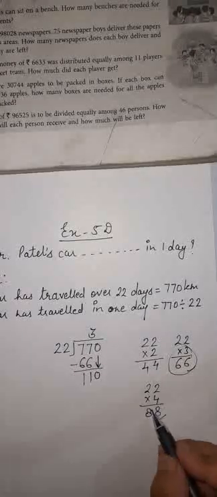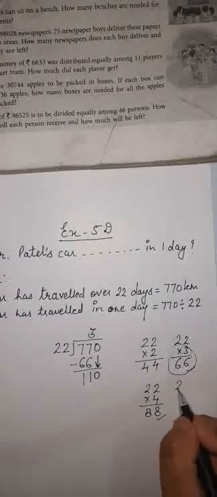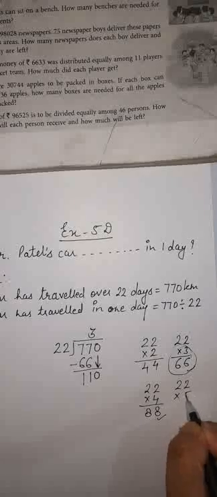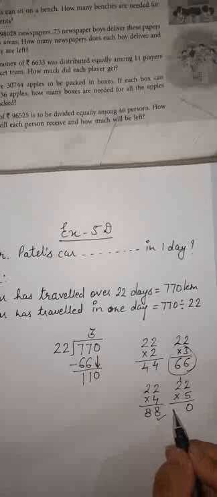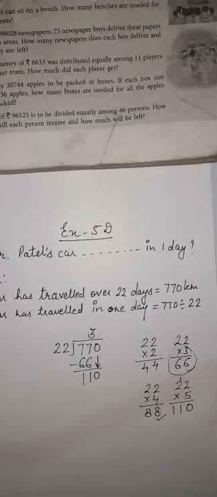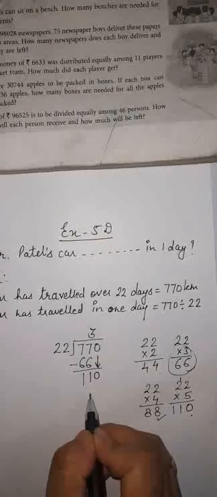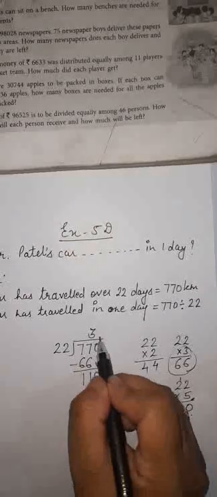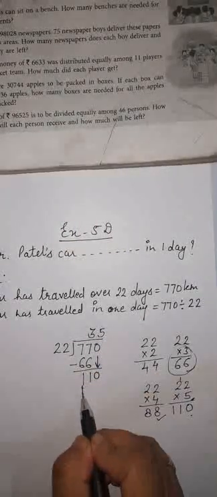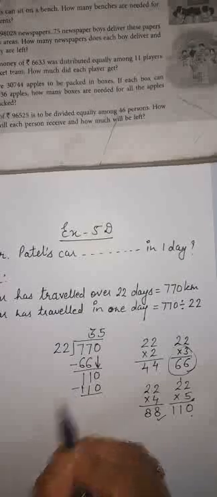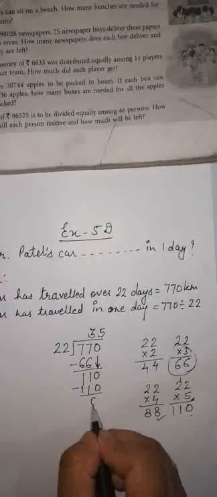So here 22 fours are 88. Now we will check, 22 fives are. So 5 twos are 10, 1 carry. 5 twos are 10 plus 1, 11. So children, look here. It is 110. It is already also 110. Now in which place? 5. So 22 fives are 110. Now subtract this 0.